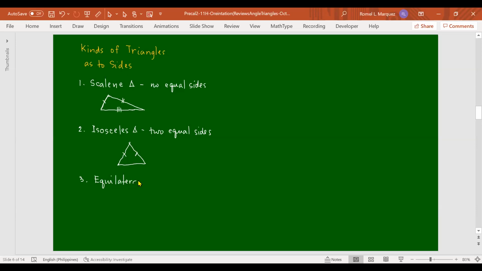Number three, equilateral triangle: three equal sides, okay? So all the sides are equal, meaning all the angles are equal inside. So this angle is supposed to be equal to this for isosceles. And we call this vertex, base, and then these are the legs. Okay? Almost time now.